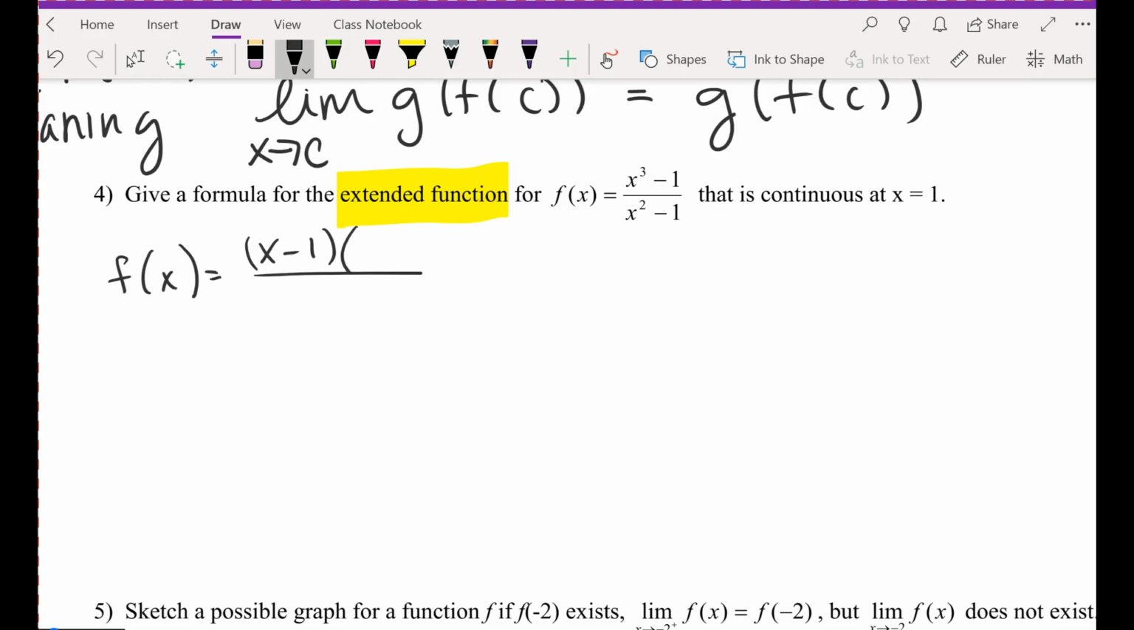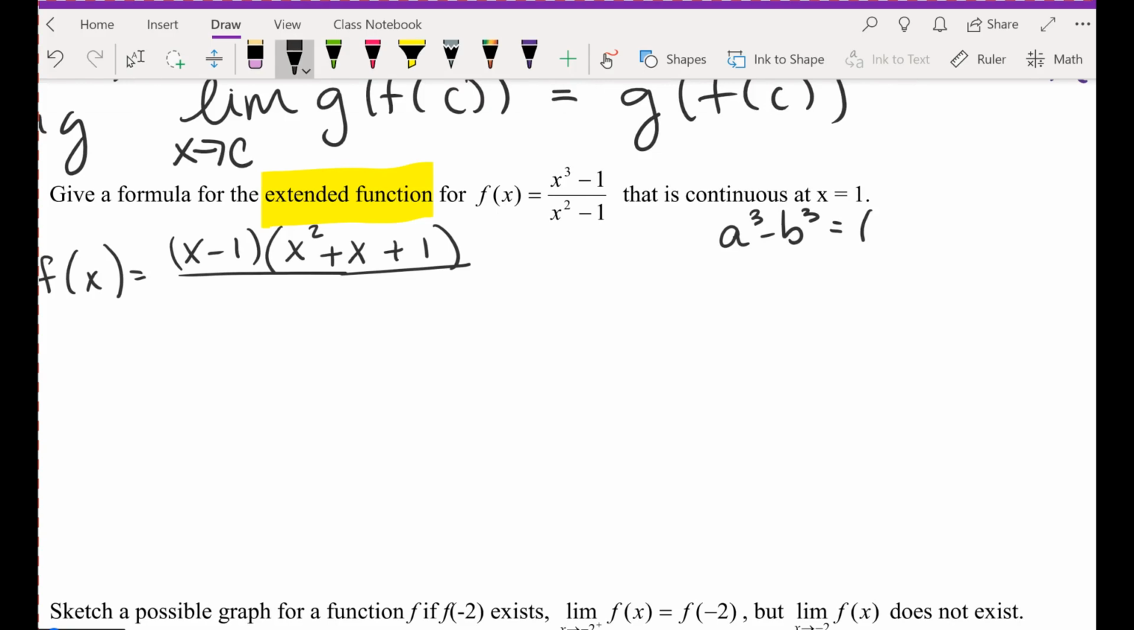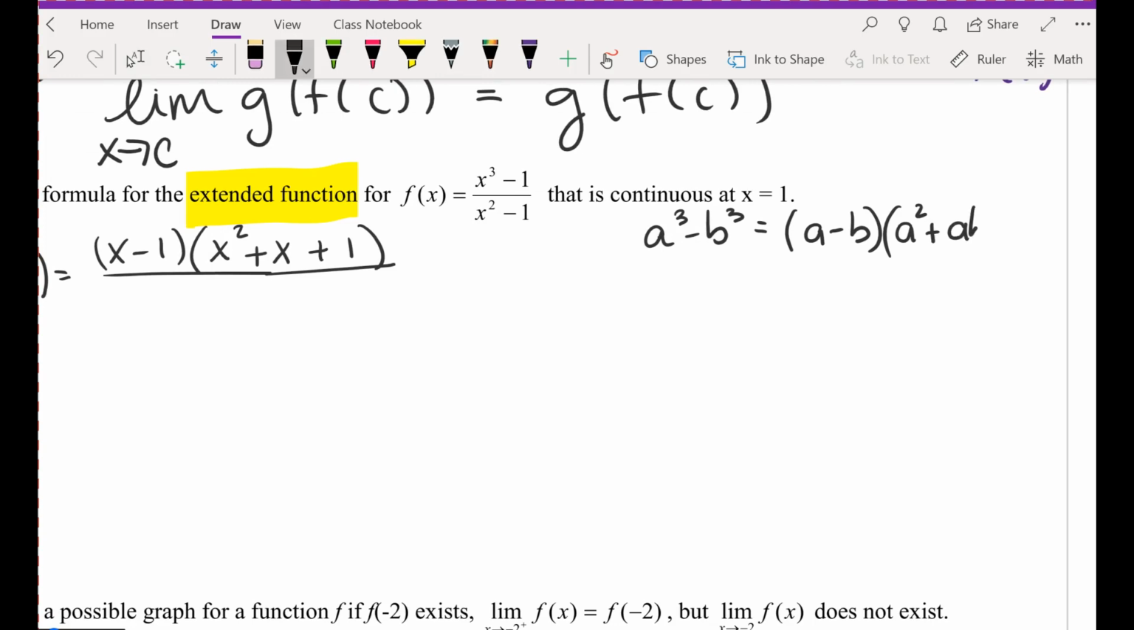Who remembers how to factor the difference of two cubes? The first one is x minus 1. What's the next one? X squared. What's next? Oh my. Not minus. Plus. X plus 1. All right, let me give it to you. A cubed minus B cubed. Someone give me the formula. It's always A minus B times the quantity A squared plus A times B plus B squared.